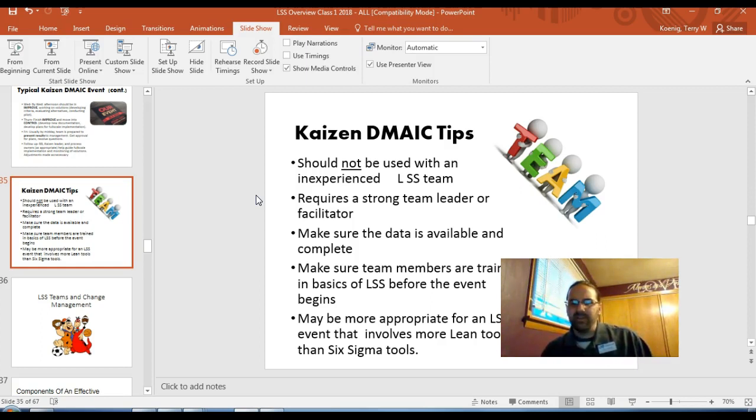Make sure the data is available and complete. And it may be more appropriate for a Lean Six Sigma event that involves more Lean tools than Six Sigma tools. While it is a combination, the Six Sigma stuff sometimes takes a little longer to analyze and gather enough data. The Lean stuff can come in a little bit quicker.